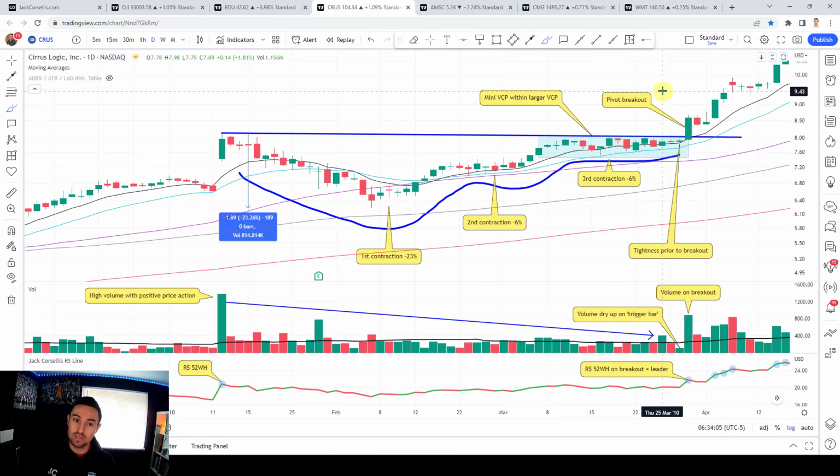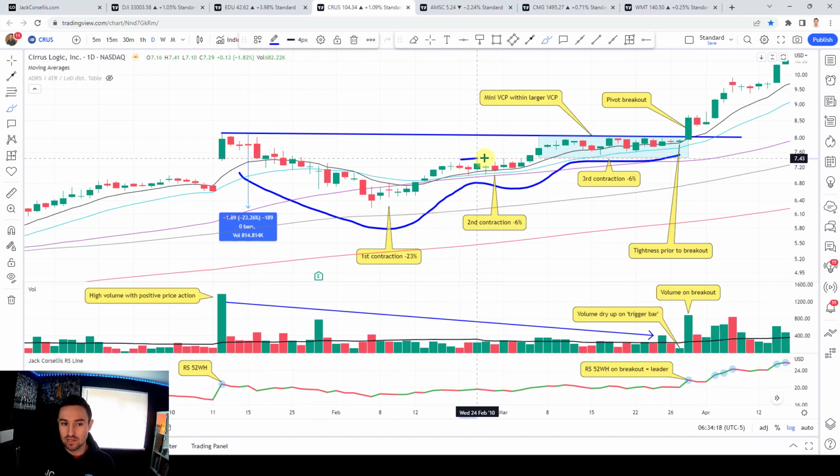And it's the same point that we were just talking about. Structural high lows, depth of the declines diminishing each time, and then these really tight trigger bars come in. But here you can see in terms of the main VCP, first contraction 23%, second contraction really tight. There's actually a low pivot coming through down here, but we won't talk about this in this video. It's about 6%, nice and tight. And then the third and final contraction where you get this mini VCP is about 6% as well.